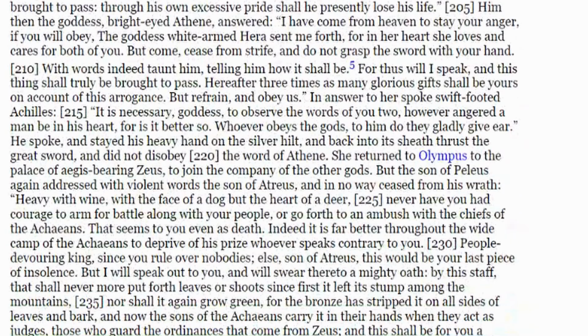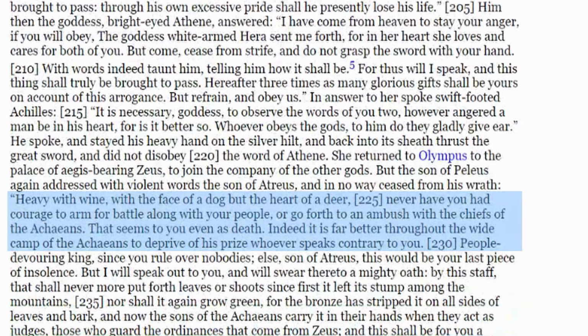And then he really does insult him. He calls him a drunk and an ugly coward, basically. He says, heavy with wine, with the face of a dog, but the heart of a deer. So he's hitting him on three key points for the Greek mind. Being a drunk means you're a slave to your passions. Face of a dog means you're ugly. We don't sort of care about this as much, but for Greeks, your personal appearance is indicative of your soul.